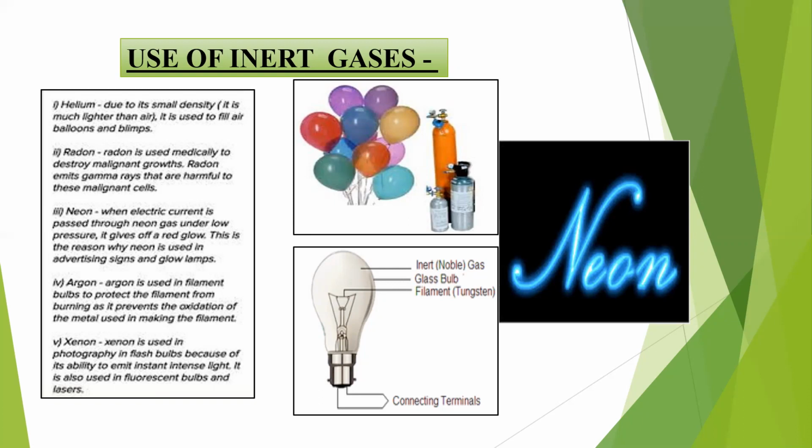Next is neon. It is used in making advertising signboards and tube lights. It emits a colored light when a high voltage current is passed through it. Radon is the only radioactive inert gas used for cancer treatment. In cancer treatment, we generally use radon to destroy the cancerous or malignant cells.